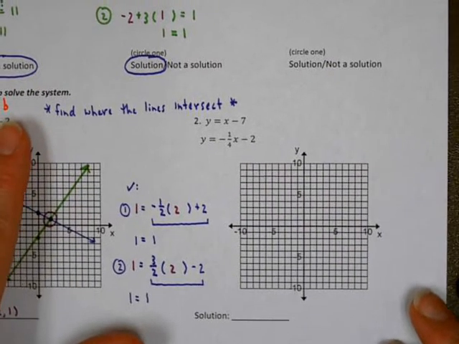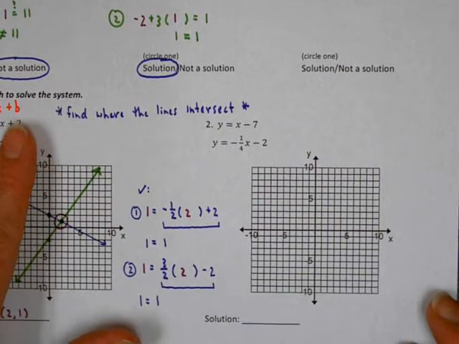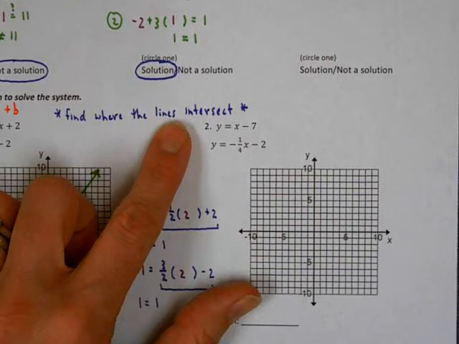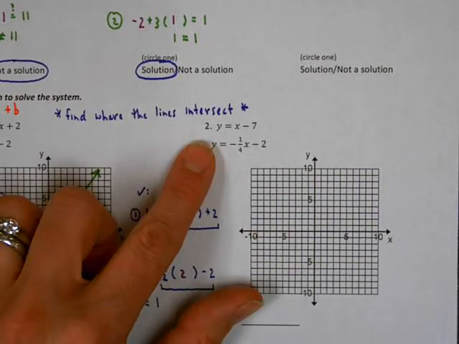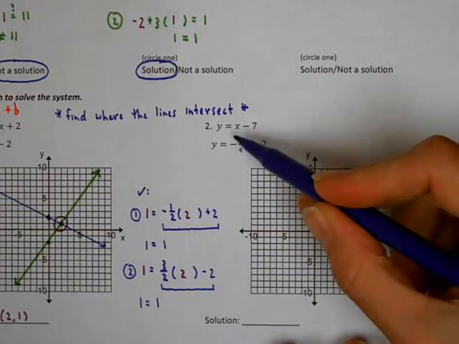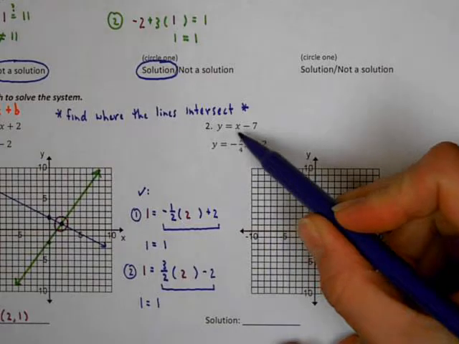This is really not anything different from what you saw in the video. I just want to talk through something that I hadn't yesterday. Remember, when we're solving by graphing, we're graphing the two lines and then looking for where they intersect. In number 2, both of the lines are already in slope-intercept form. So for number 2, I have y equals x minus 7.